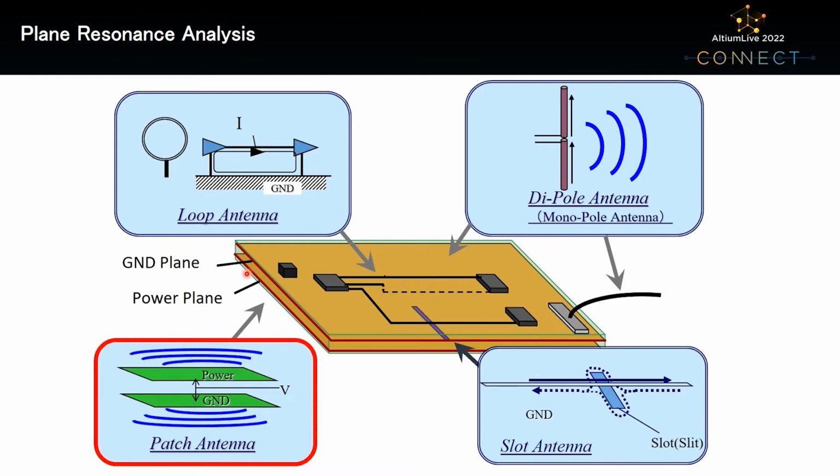Generally, there are various antenna patterns in PCB. Single-ended signal behaves like a loop antenna. PCB and its cable behaves like a dipole or monopole antenna. A slit on a plane behaves like a slot antenna. Power and ground plane facing each other behaves like a patch antenna. Plane resonance between power and ground will be one of the dominant factor for EMI.